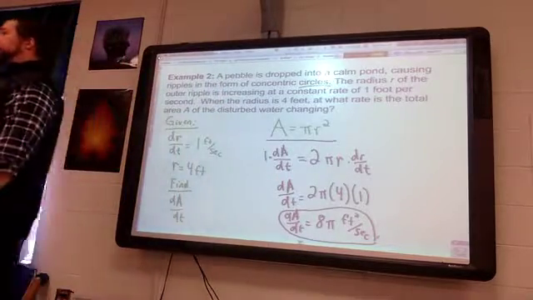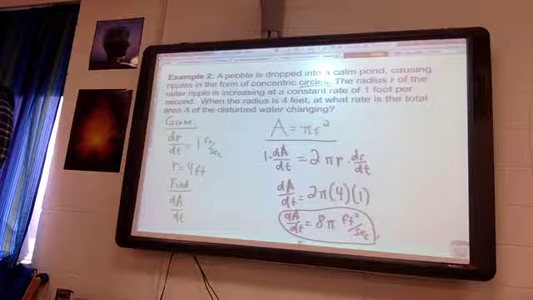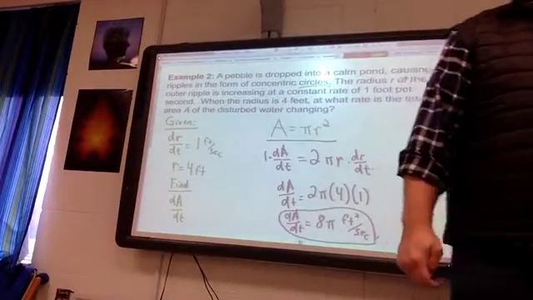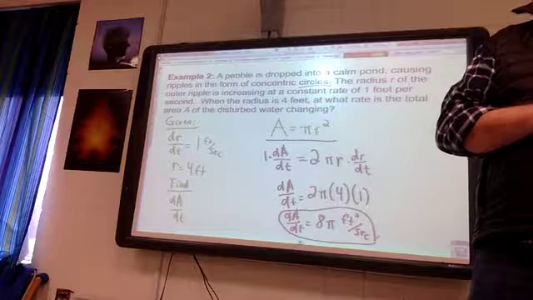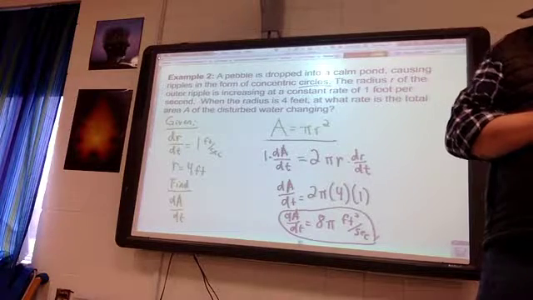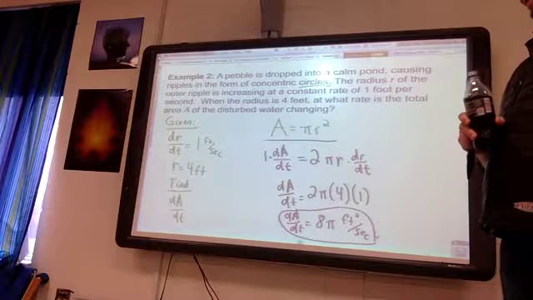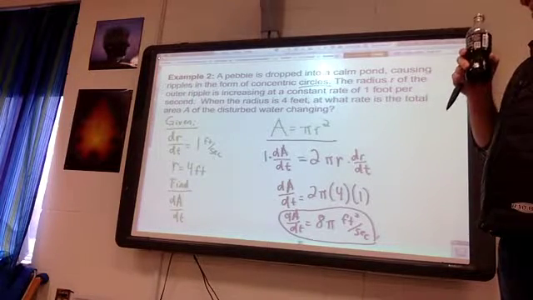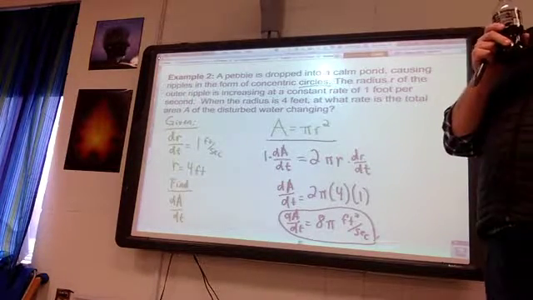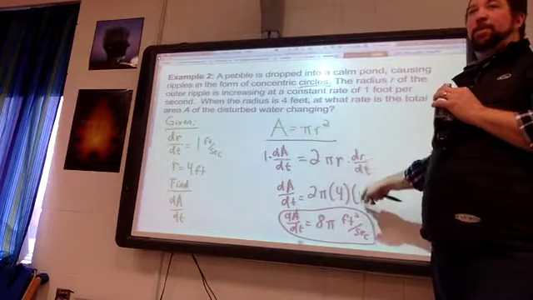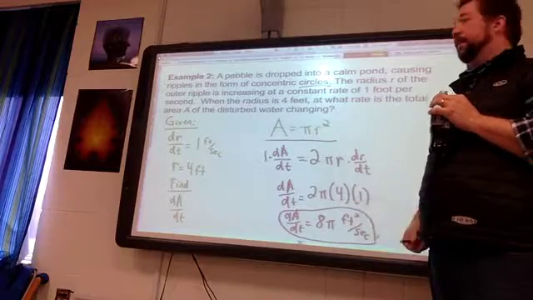I can find the diameter and the circumference, but I don't think that matters. Do I really care what the circumference is? No. It does turn out to be 8 pi in this case, which is our answer. But that's not always going to be the case. That just so happened because our rate of change was just 1.